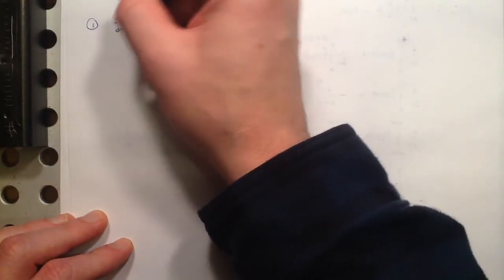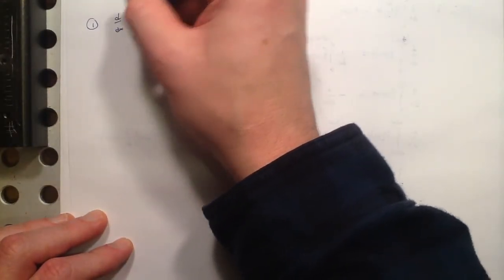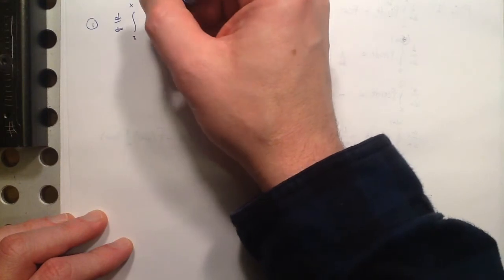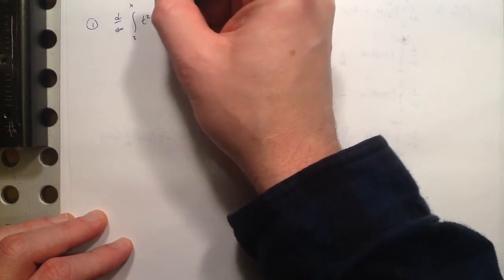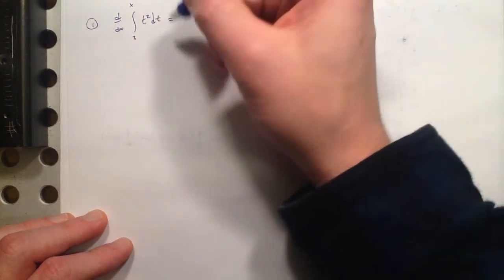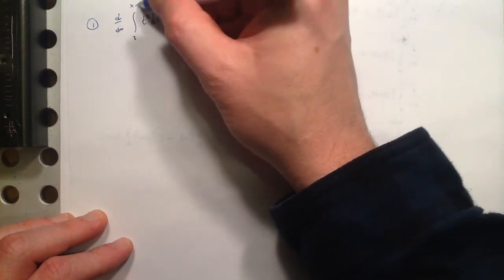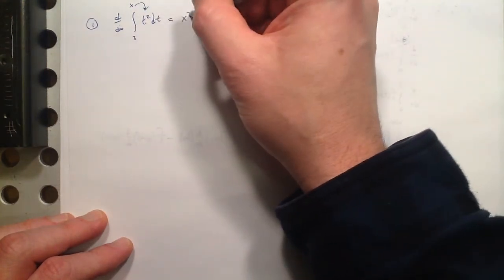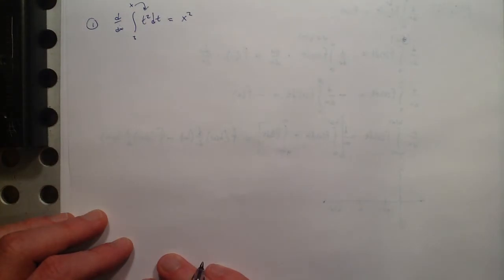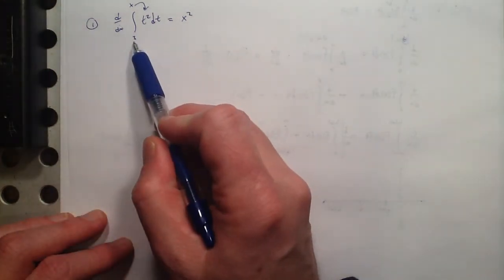So number 1, we did this in class, but I'll put it here in the video just so we have them all. What's the derivative of the integral from 3 to x of t squared dt? The derivative and the integral cancel each other out, and the x drops in. It's just x squared. That's the simplest kind.